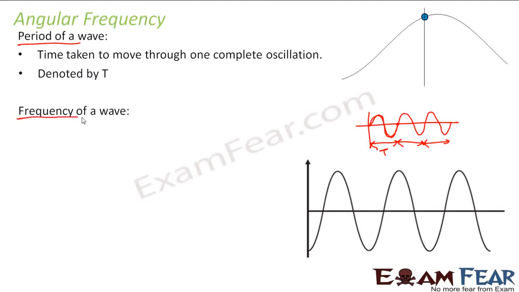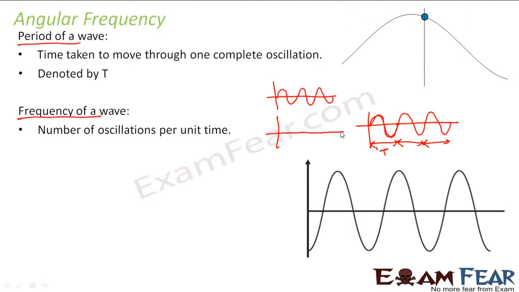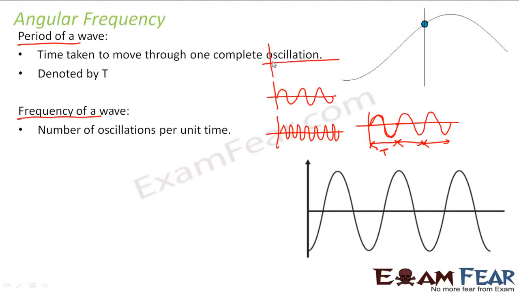Now we will talk about frequency of a wave. What is frequency? The number of oscillations per unit time. That means how many waves occur in a time period. Now let us understand it in this way. Let us suppose I have a wave like this, and I have another wave like this, right? And let us suppose I have yet another wave like this. So I have three different waves.